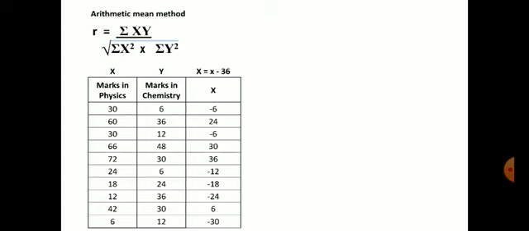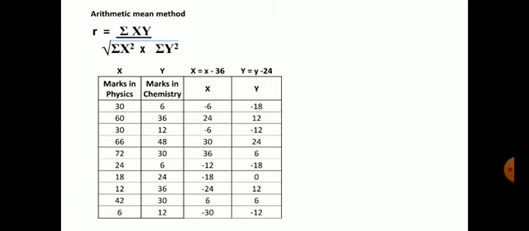Y is nothing but the deviation taken from the actual mean of y, that is capital Y is y minus y bar. We got the y bar value as 24. Then we have to calculate capital Y is equal to y minus 24. That is 6 minus 24 is minus 18. Just have a look: 36 minus 24 is plus 12, and 12 minus 24 is minus 12. Similarly, we have to calculate all the values of capital Y.